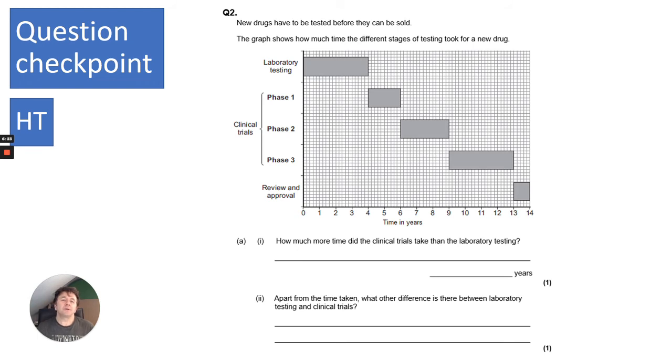Okay, so they give you a graph, and the graph shows how much time the different stages of testing took for a new drug. And they do tell you which are the clinical trials. And it says how much more time did the clinical trials take than the laboratory testing. So what you've got to do is add it all up and minus the laboratory testing. So you would have got 5 years.